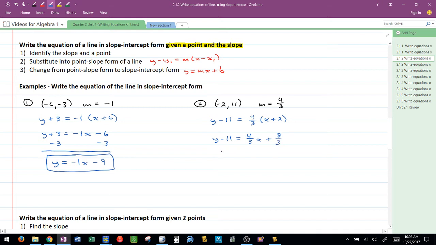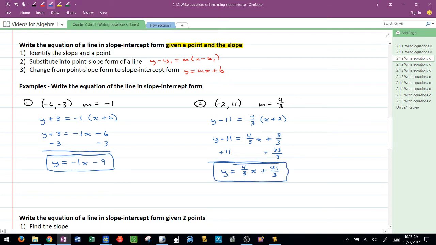Move the 11. Add 11. Well, 11 is really 33/3. So I now have y equals 4/3 x plus 8 plus 33 is 41/3. Now, can I simplify 41/3? I don't think so. Then we're finished.